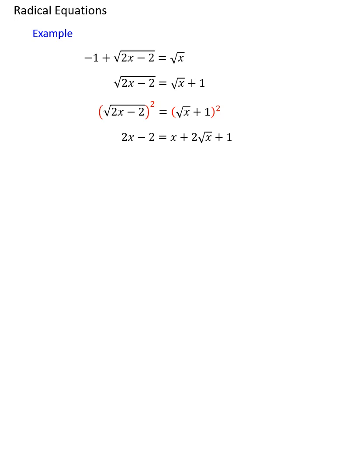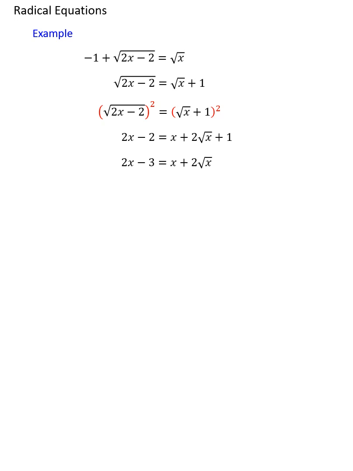But I've created a problem for myself in a way. I've squared both sides, and I still have a radical. In some sense, I've made progress because the original equation had two radicals, and now I only have one. So my plan now is to isolate that radical. So I'm going to subtract 1 from both sides.